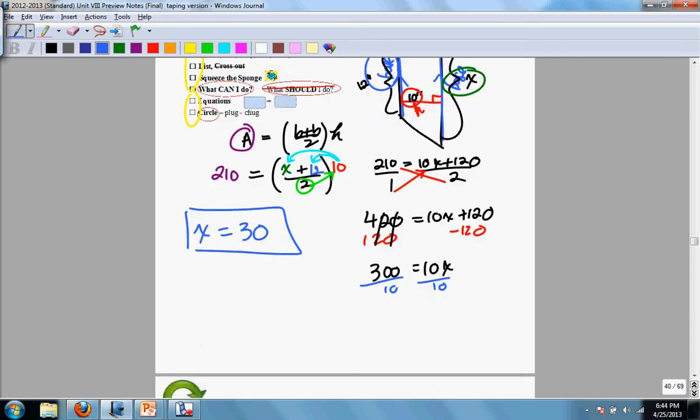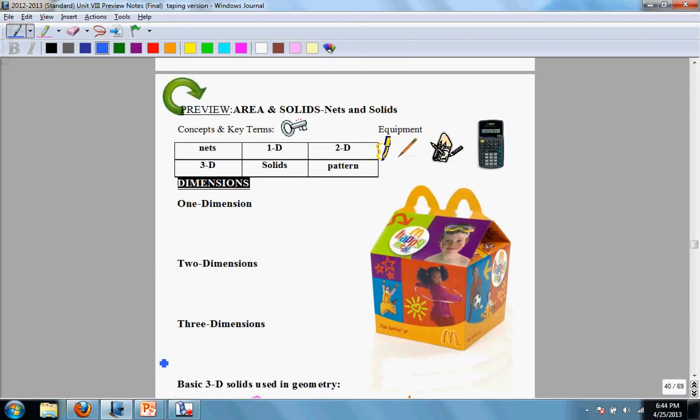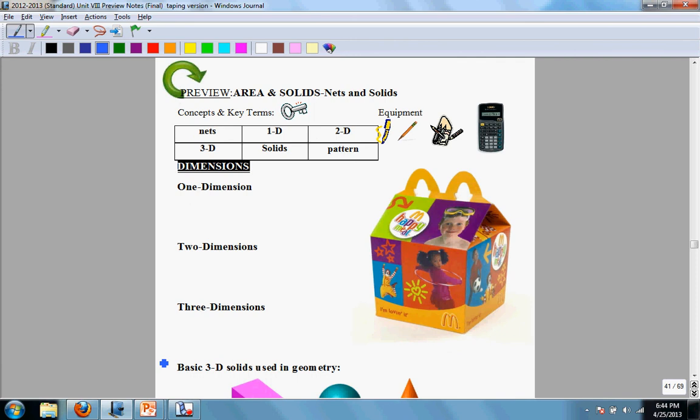Let's move on into new information. We've been working with 1- and 2-dimensional figures for nearly 6 months now. We're now going to walk into 3D or solids. 1 dimension is just length. 1 dimension would be anything that just has length, like a segment. Think of a piece of rope. So a segment has just length. It has just 1 dimension.